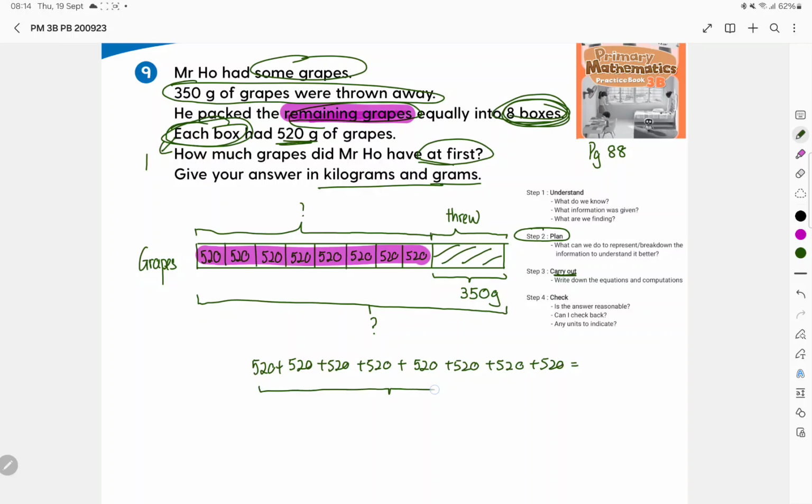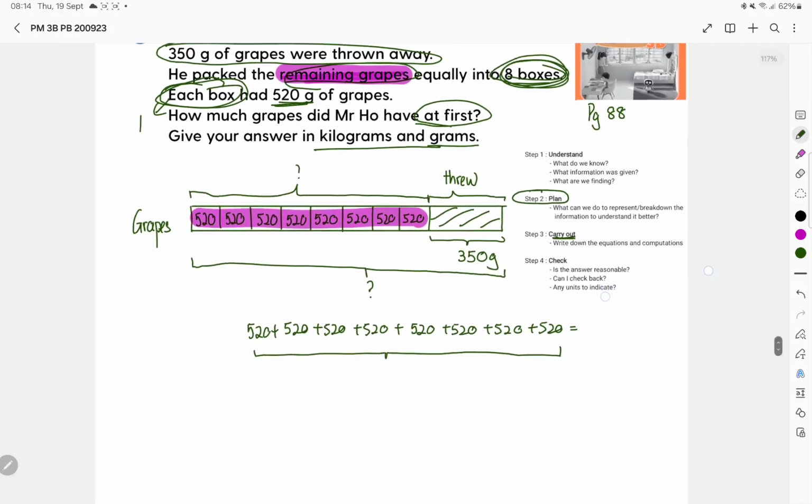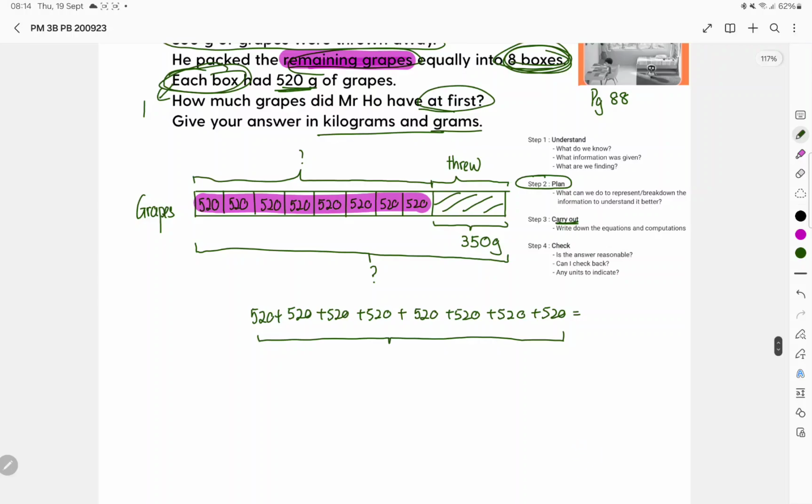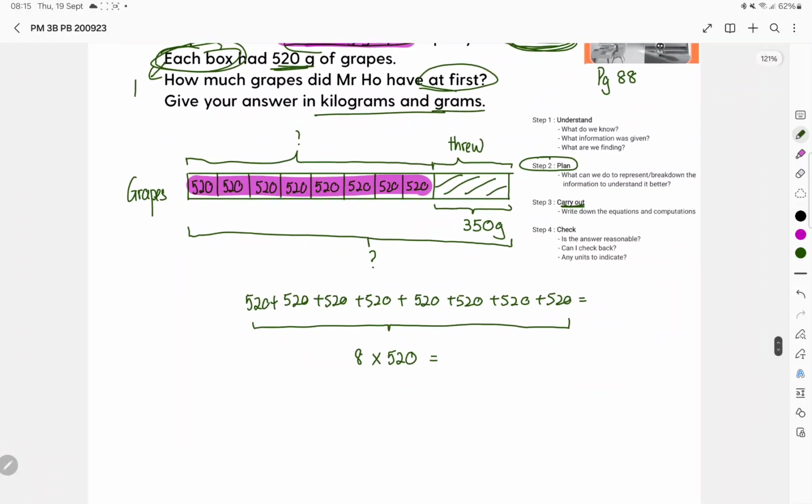Instead, we have learned a more efficient method, which is to use multiplication. Since there are 8 of them, we can multiply 8 groups of 520. Or some of you will write 520 times 8. They have the same meaning. They are equivalent. 8 times 520 is the same as 520 times 8. So we just have to write one of them. In this case, I will stick to this. Then we'll do our multiplication.